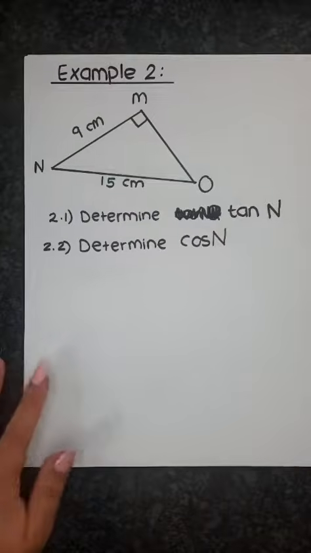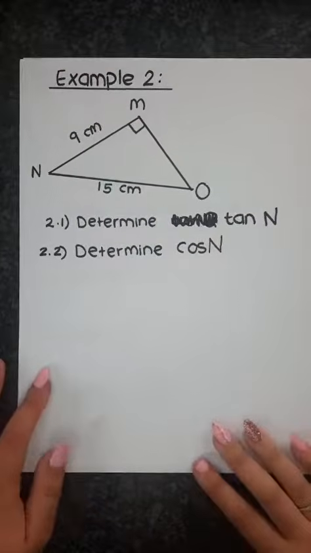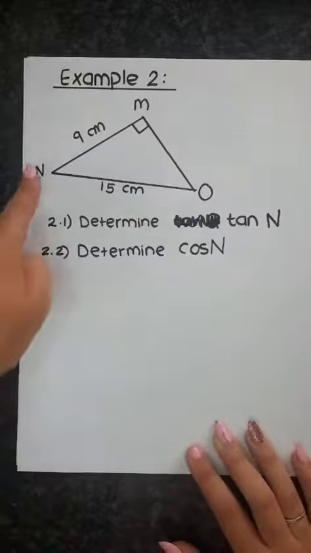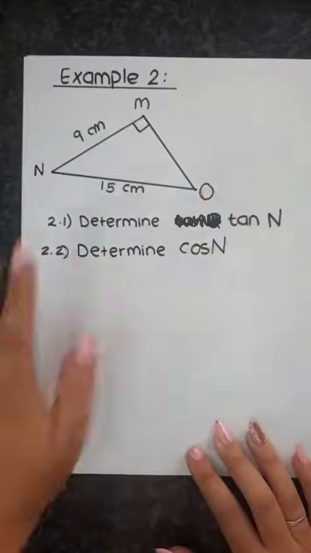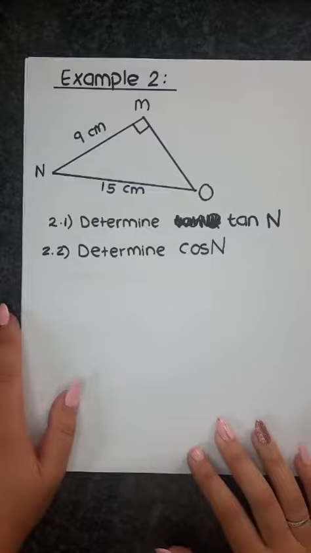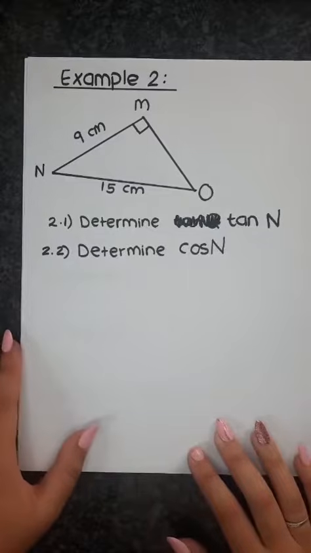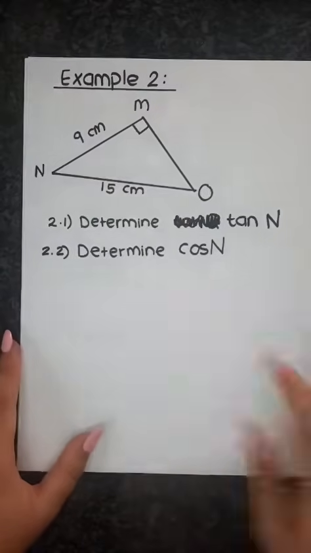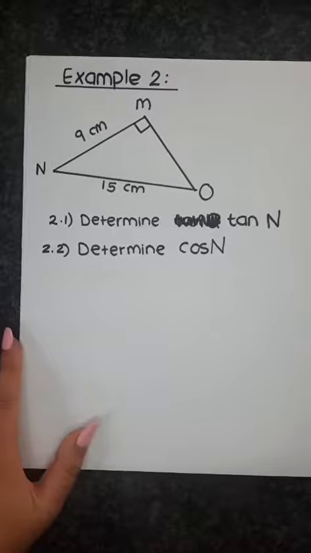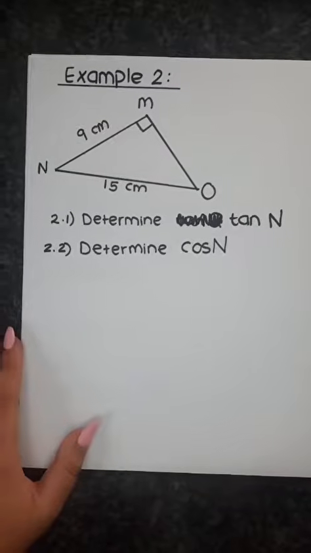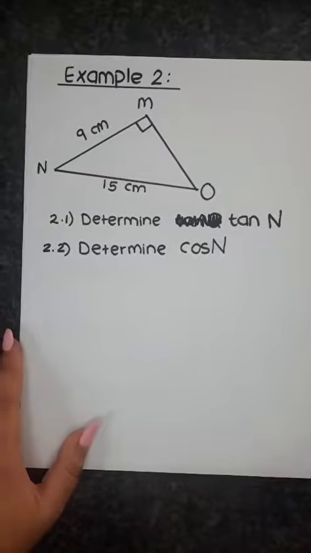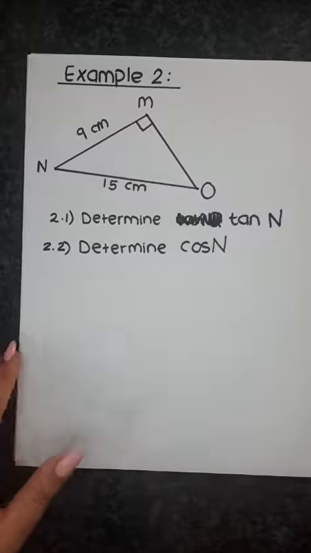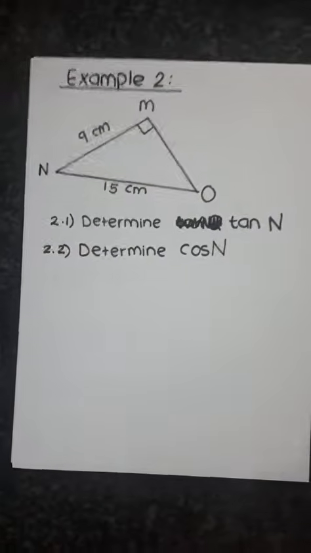Okay. Right. In this example, I've got triangle MNO. And what I want you to do in this example is determine, so the question says determine tan N. In other words, I want the ratio.